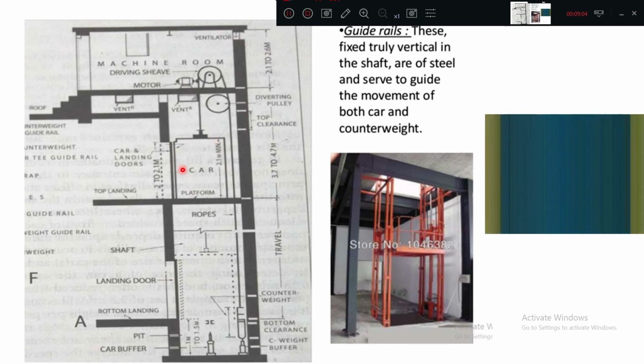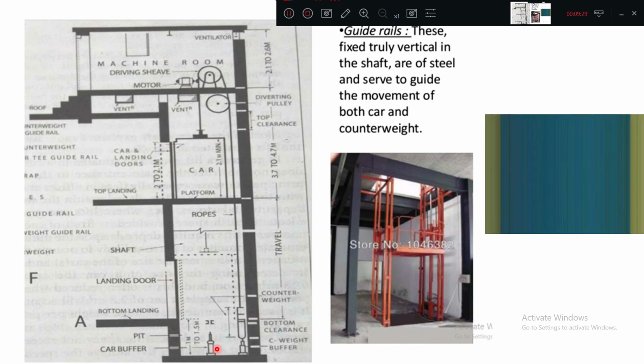So this is a car or platform. You can see the platform here. Okay, this is the entrance portion. Car landing doors: for the car also there is a door for opening and closing, and for this floor also there is a steel door. Okay, these are called landing doors. So this is a top landing. Similarly, this total assembly is called the shaft. This is also one landing lower, the bottom landing.